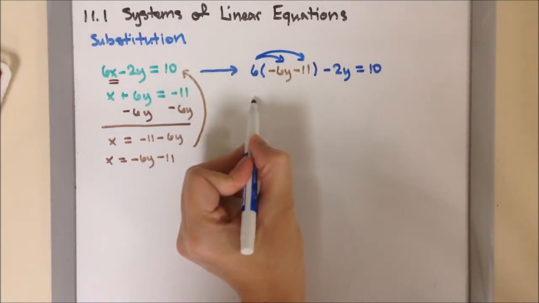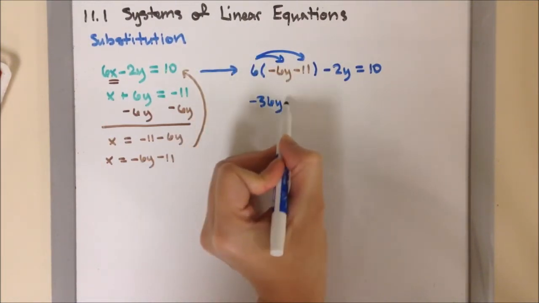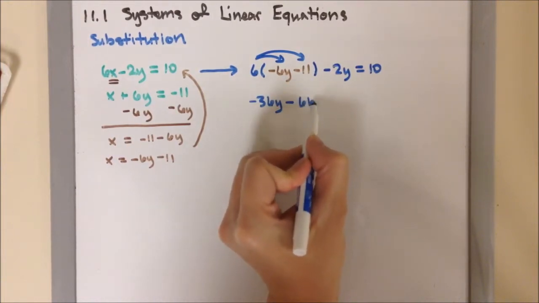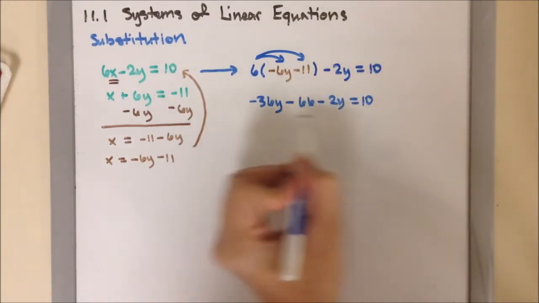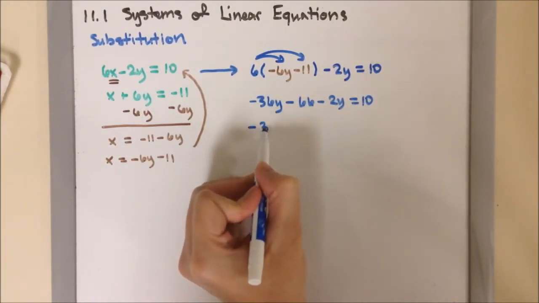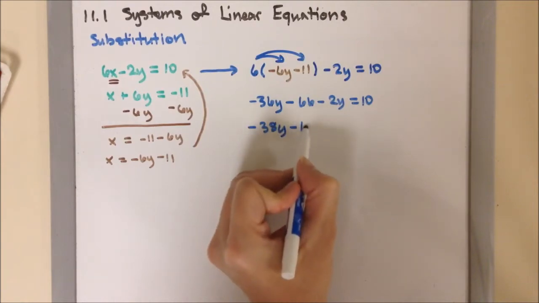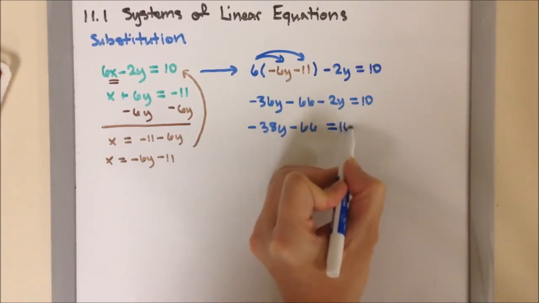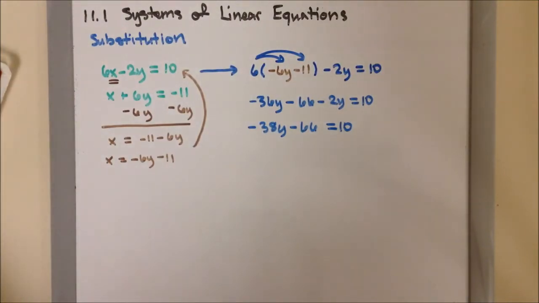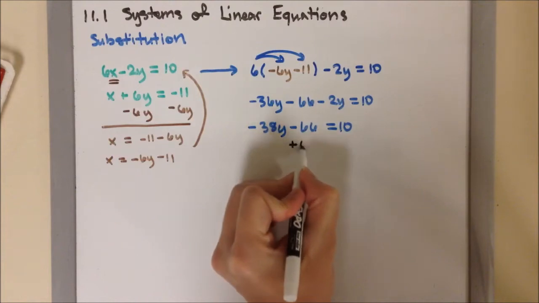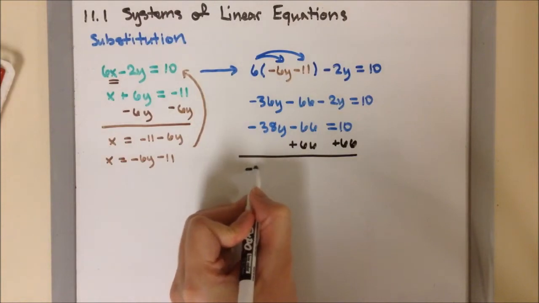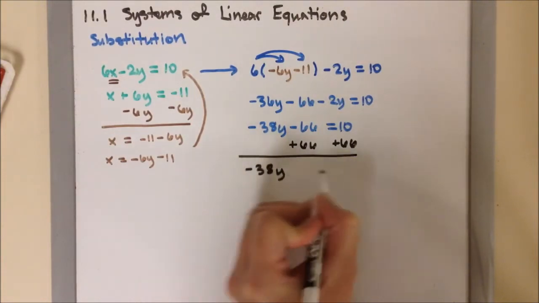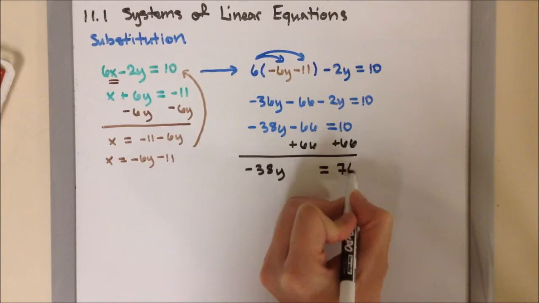This is 6 times negative 6, so it's going to be negative 36y minus 66, and then minus 2y equal to 10. Combine my y's together, so that would be negative 38y minus 66 equals 10. After that, I'm going to cancel out my negative 66, so I'm going to add 66 on both sides. So I'm going to have negative 38y equal to 76.